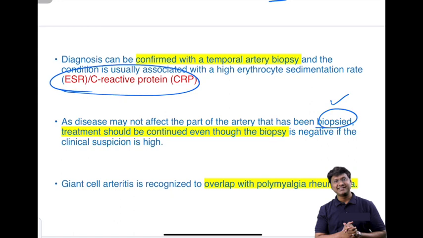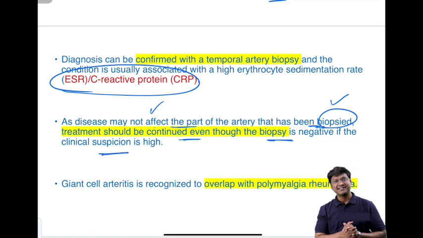Even in Takayasu arteritis, which is a large vessel vasculitis, you will have granulomatous inflammation, but the presentation is different. It is called pulseless disease. In giant cell arteritis, you will have granulomatous inflammation, and we also have some small vessel vasculitis with granulomatous inflammation within the vessels, that is Churg-Strauss syndrome and Wegener's granulomatosis. But there the vessels affected are different, and it is a small vessel vasculitis. Now the point is, as the disease may not affect the part of the artery that has been biopsied, treatment should be continued even if the biopsy is negative, if the clinical suspicion is high.